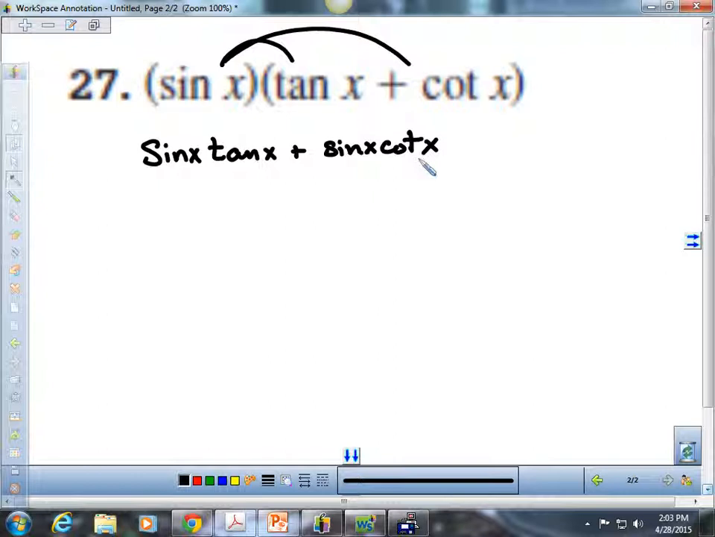So now the next obvious step would be to go ahead and do what? Break everything back into sines and cosines. Well, sine already is, so that just stays sine x over 1. I might as well make this a fraction if everything else is going to become a fraction. But what's tangent x? Sine x over cosine x.